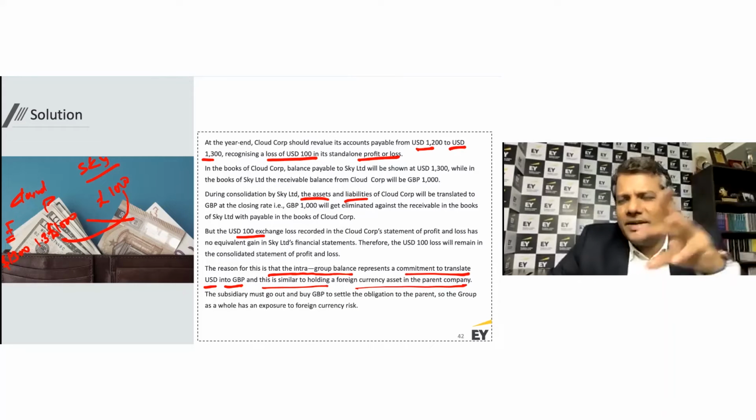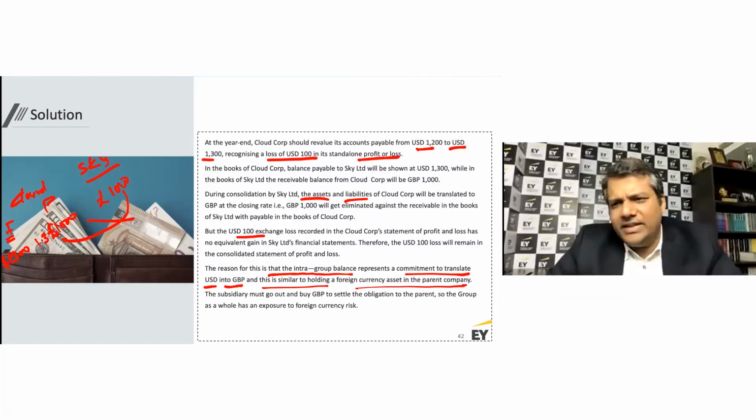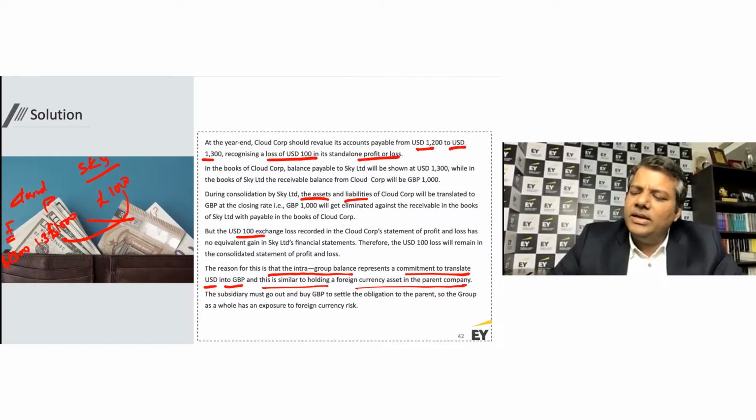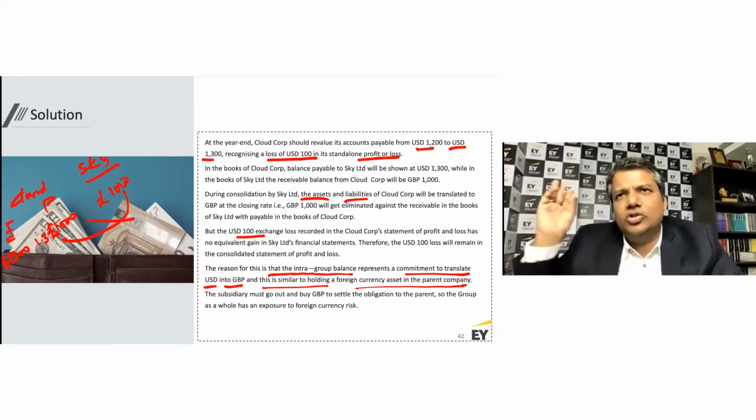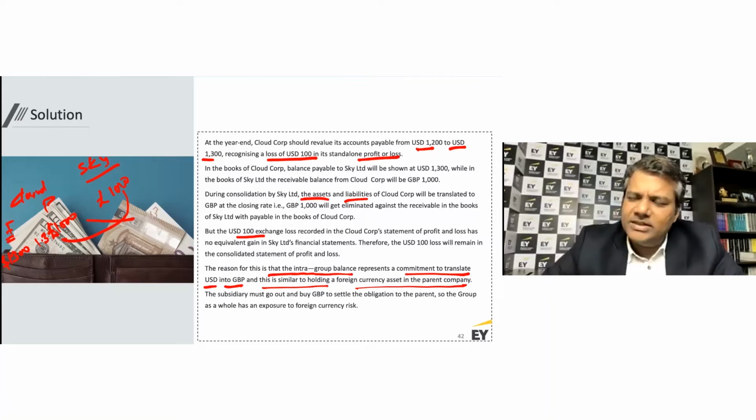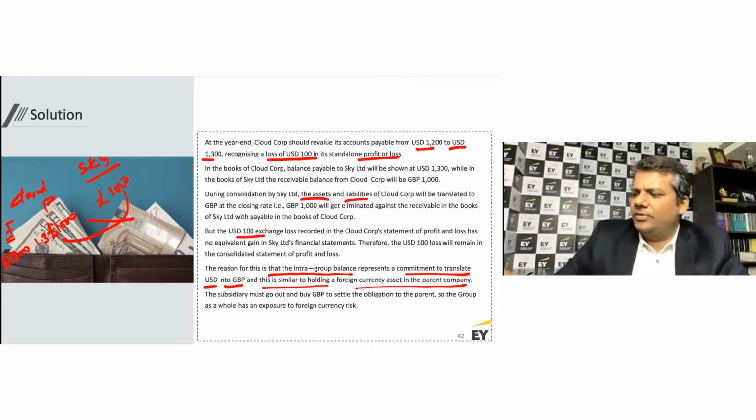And similarly, the income and expense, also the sale and purchase, also gets eliminated at the same 1,000. There could be, if there are different exchange rates being used on the elimination of the sale and purchase, that difference in the consolidated financial statement goes and sits into currency translation reserve from that perspective.